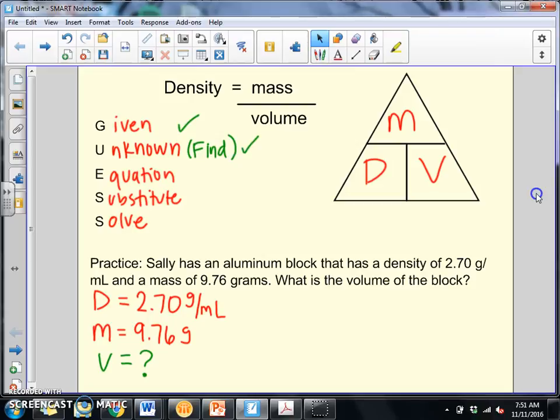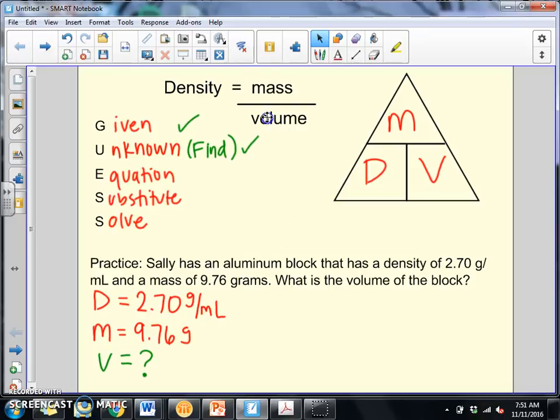The next step is to write the equation. Now, you might say, well, I have already done the equation. I know it's density equals mass divided by volume. But I'm not trying to solve for density in this problem. I'm trying to look for volume. So I need to write my equation for volume.